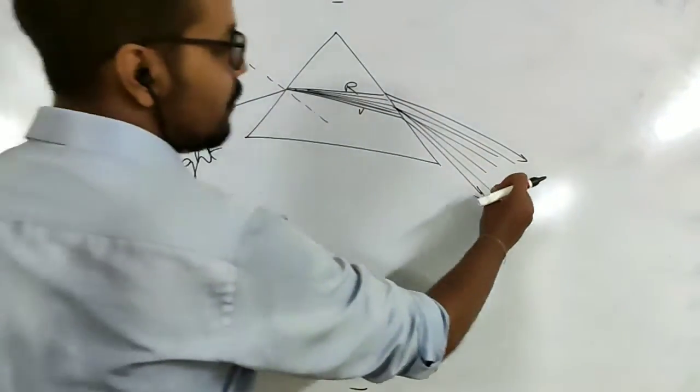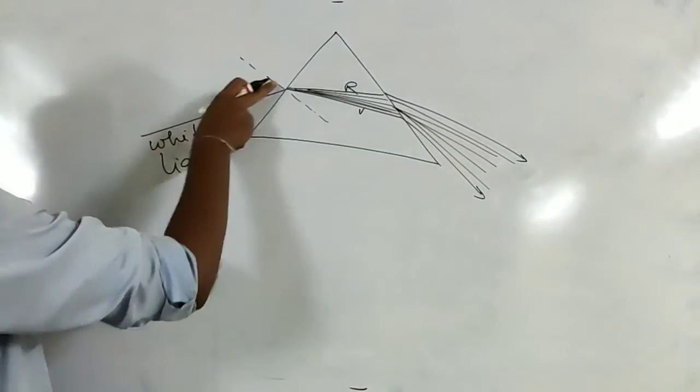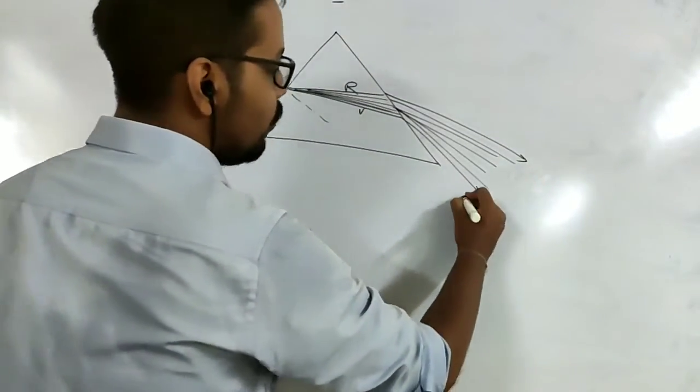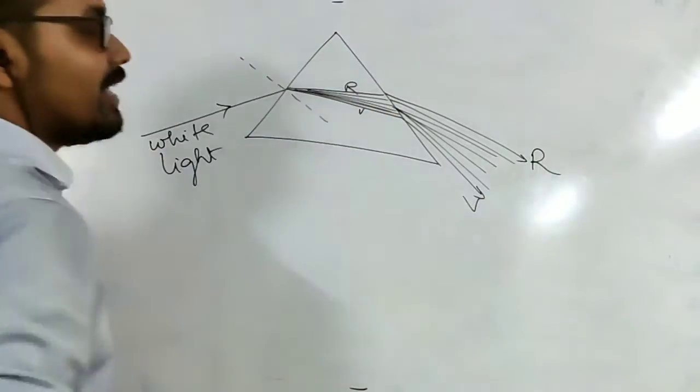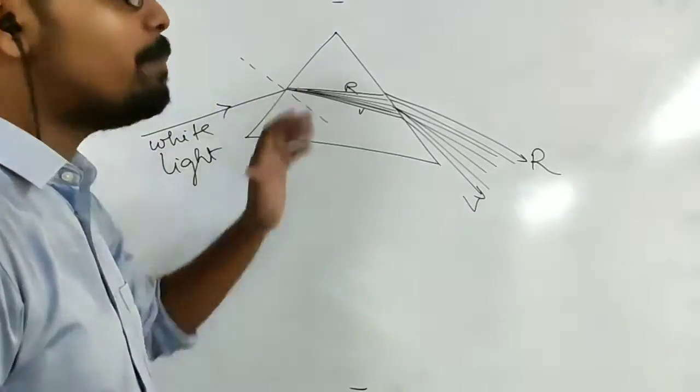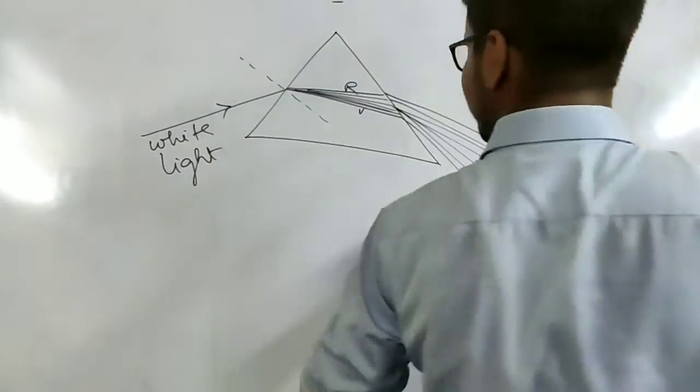You can see how it is completely scattered. Where it was one single path of light, it is scattered into 7 different paths of light. This is violet. This is how scattering occurs in the case of a prism. White light enters, it scatters like this.